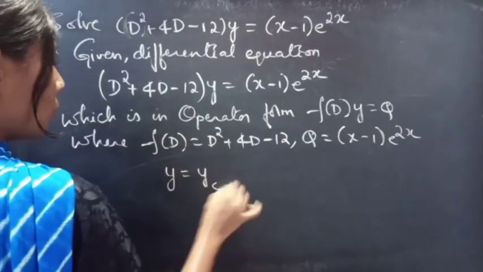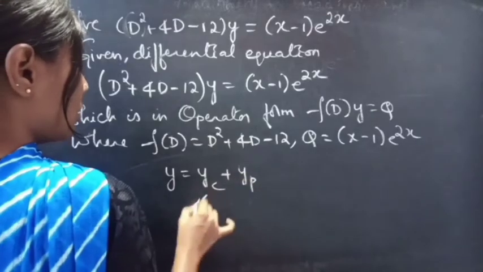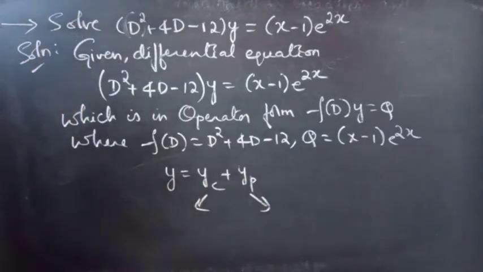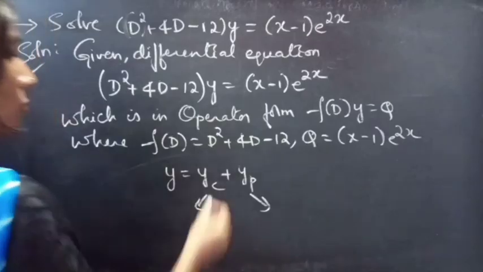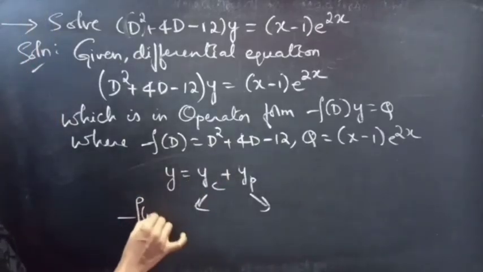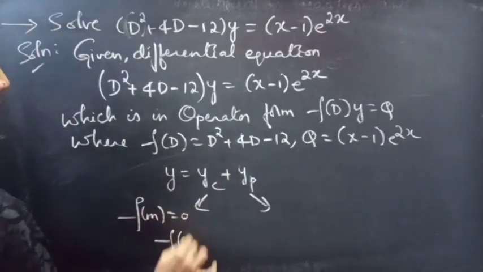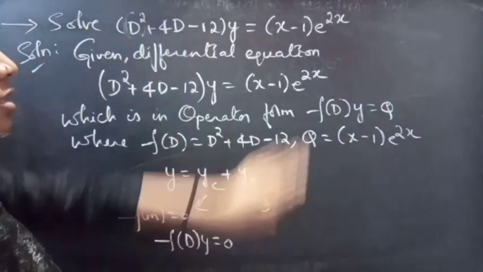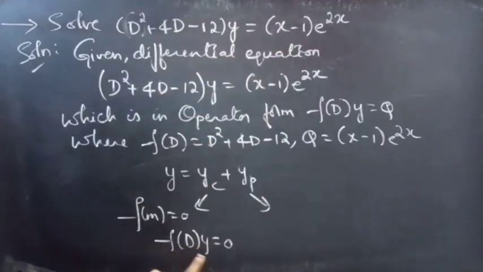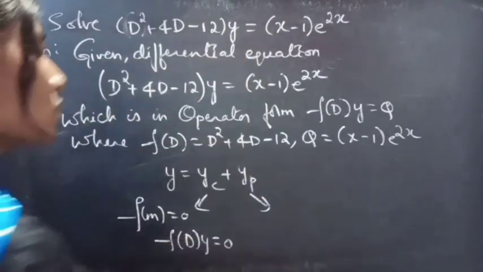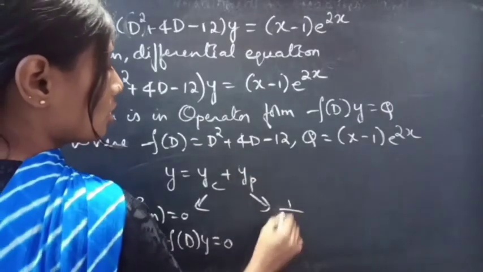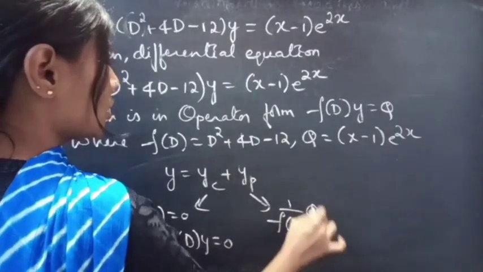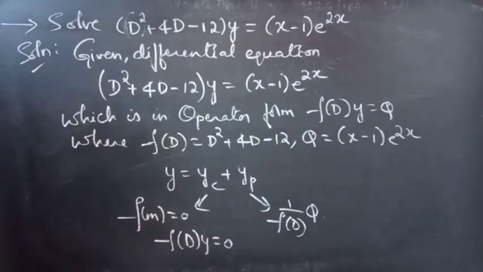yc + yp, where yc is the complementary function and yp is the particular integral. We'll find yc using the roots of the auxiliary equation of the homogeneous equation of the given non-homogeneous equation. Simply by putting the RHS to 0, we'll get f(D)y = 0, which is our homogeneous equation. And we'll find yp using 1/f(D) times Q. Okay, so firstly we'll find yc and later we'll go for yp.